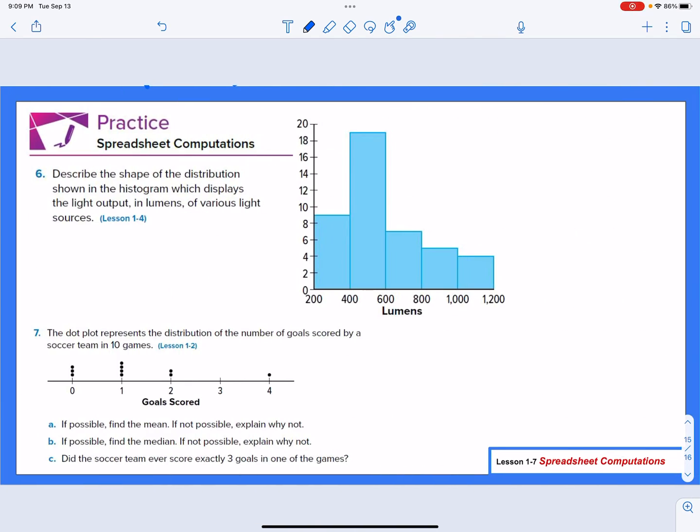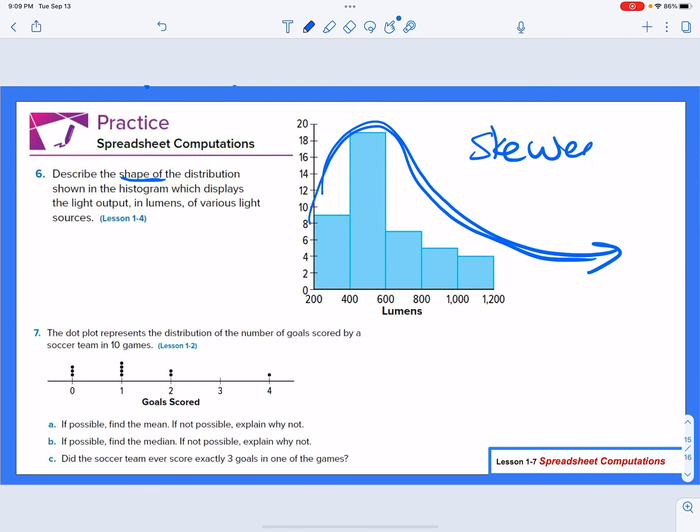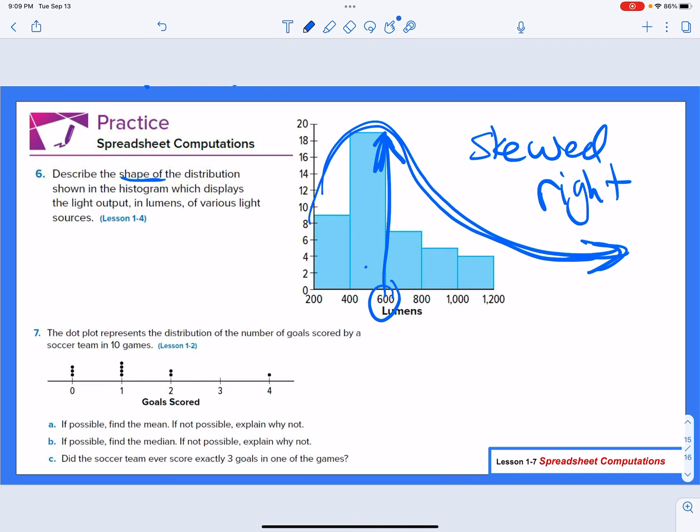Okay, number 6, describe the shape of the distribution shown. So this one goes up and then pulls off that way. So because it's pulling off to the right, we would say it is skewed right, because it's pulling things to the right. Okay, and it has a center. The center is probably right about here, about 600. So the center is going to be a little bit this direction. Should be more like 500, but it's going to be pulled a little more to the right.